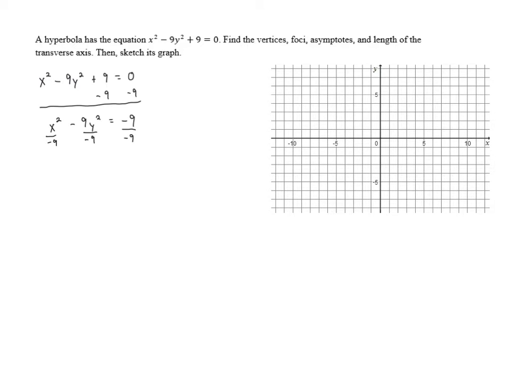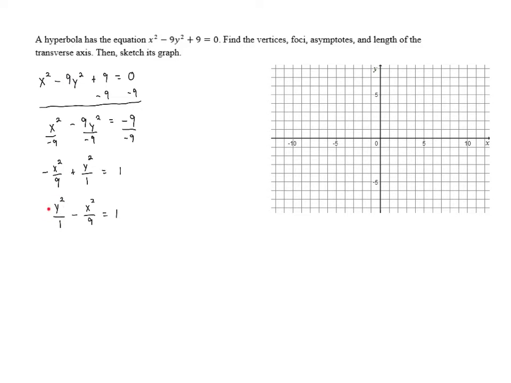This first one, a positive divided by a negative is a negative. So this is going to be negative x squared over 9. And then the second term, the negatives will cancel, and we'll have plus y squared, or y squared over 1, because the 9's cancel, equals 1. And then we know that we write the positive term first, so we're going to rearrange this and write it as y squared over 1 minus x squared over 9 equals 1. And this is what we're going to use to figure out what the graph is going to look like and all of the other things.